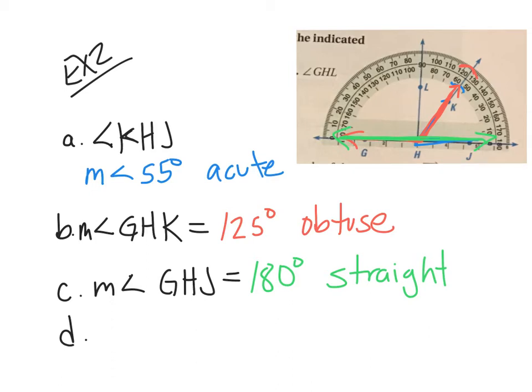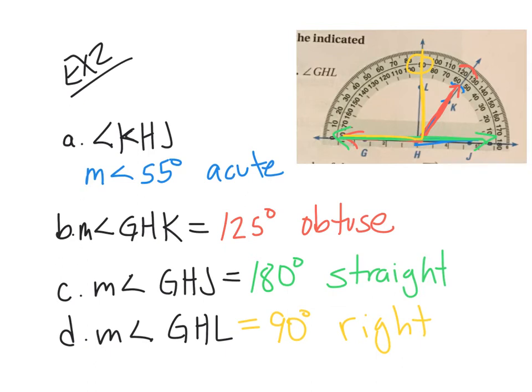And our last one is the measure of angle GHL. So GHL, that goes straight up. So this one equals what? It's straight up. You can see on the protractor it runs over 90. So this is what kind of angle? Good, a right angle. All right, so that's how you use a protractor.